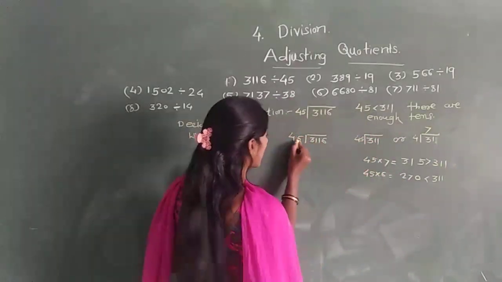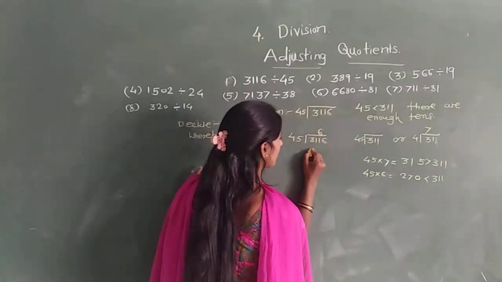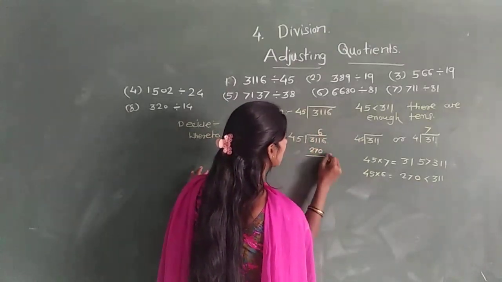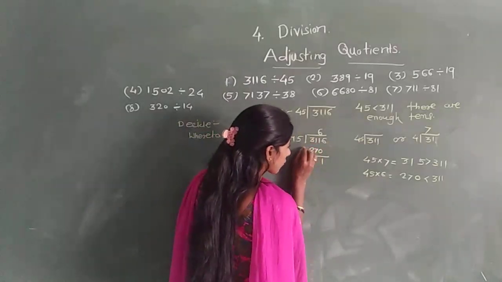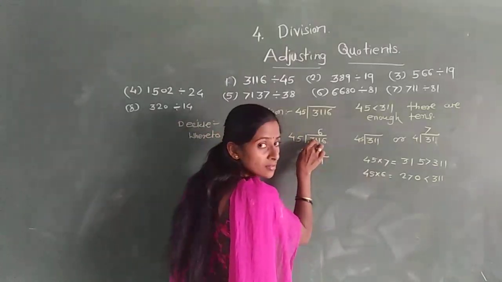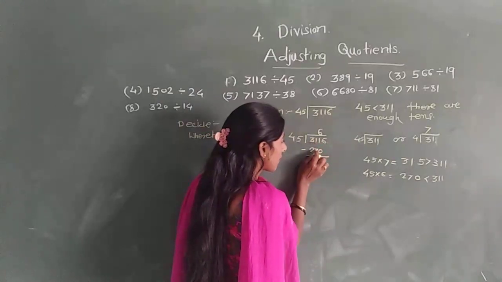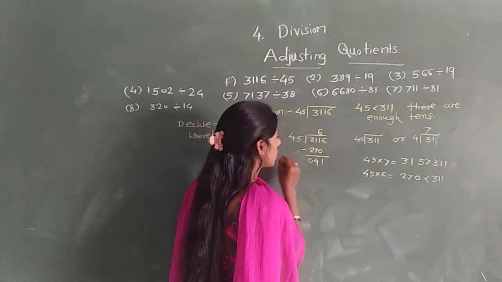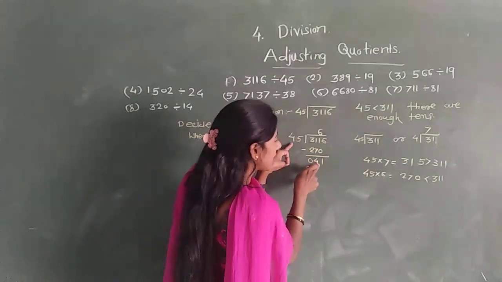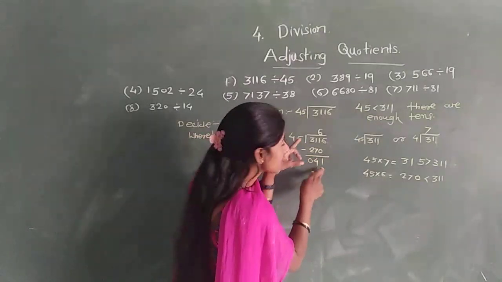Clear? So 45 6s are 270. 1 minus 0 is 1. Cannot subtract 7 from 1, so borrow from this: 11 minus 7 is 4. 2 minus 2 is 0. Okay, so 45 is greater than 41. So the next step is bring down.